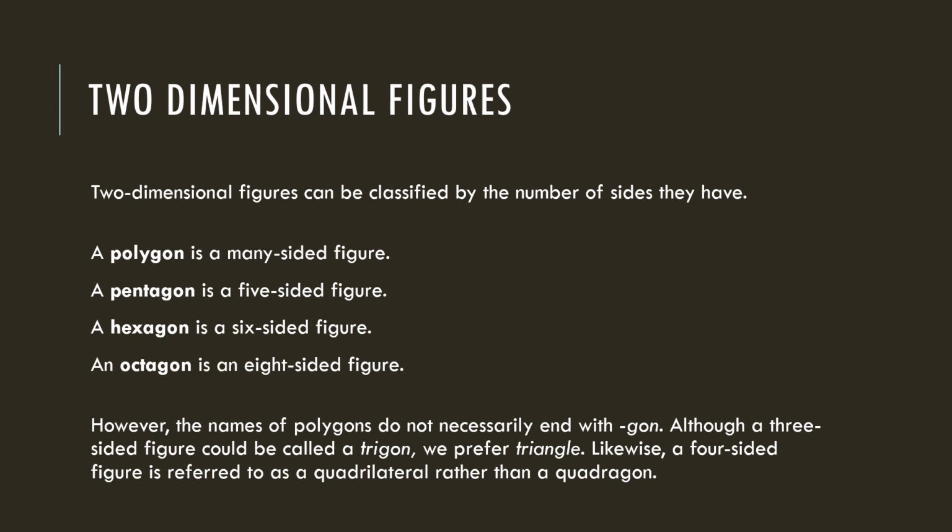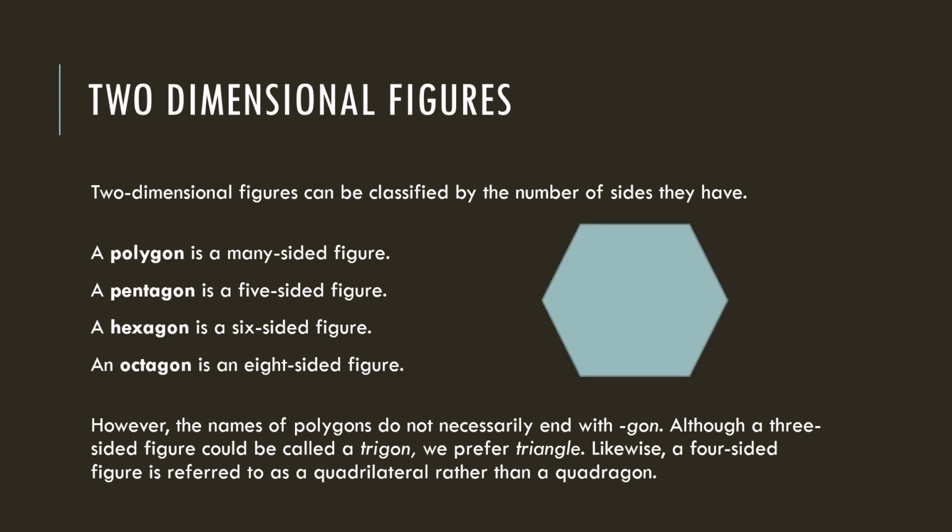All of the shapes that we're going to be talking about today are polygons. Polygon is sort of a blanket word that covers any figure that has multiple sides. So a polygon is a many-sided figure. A pentagon is a five-sided figure. A hexagon is a six-sided figure. An octagon is an eight-sided figure.